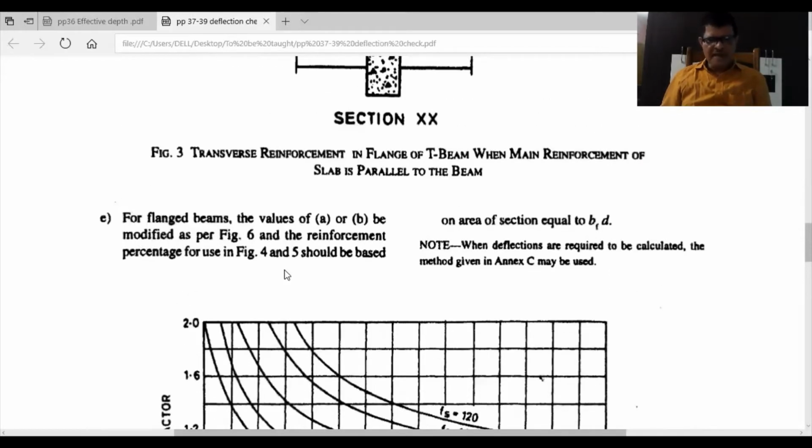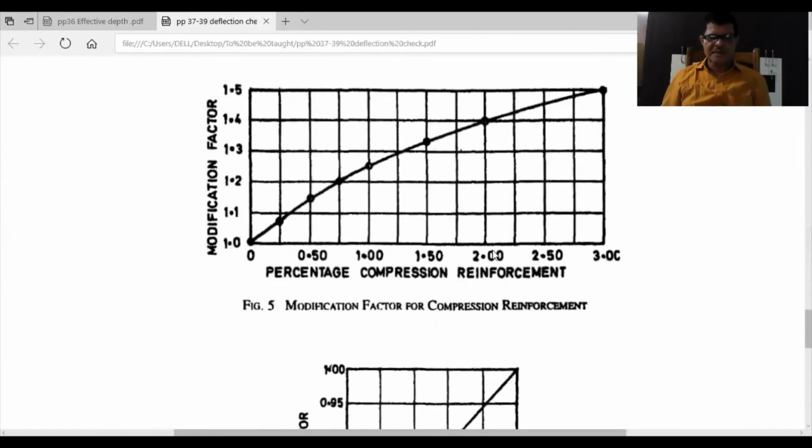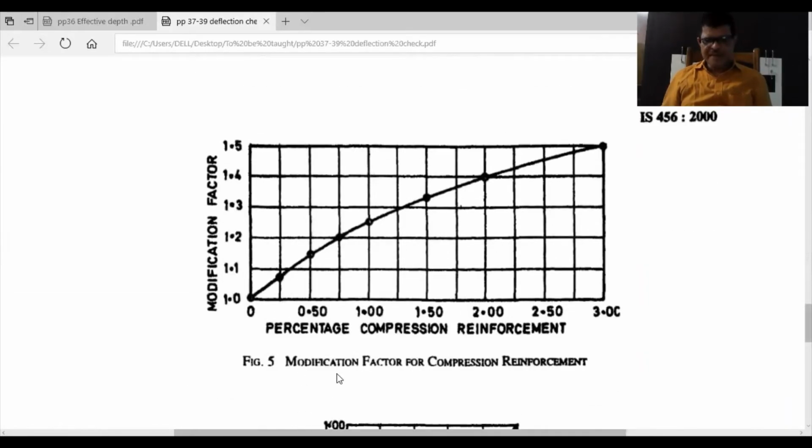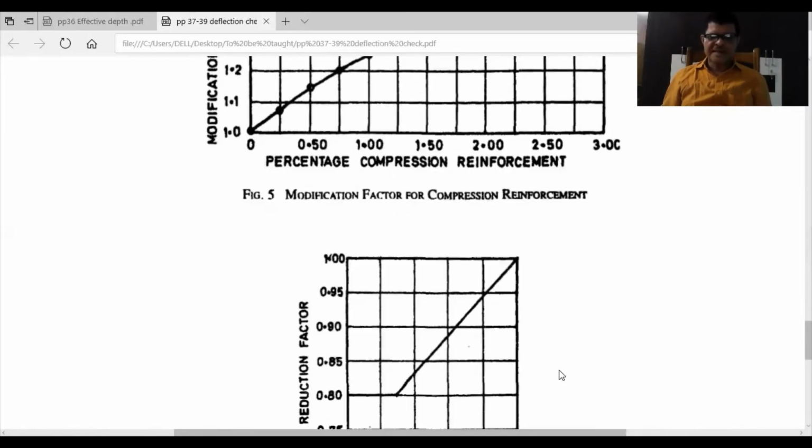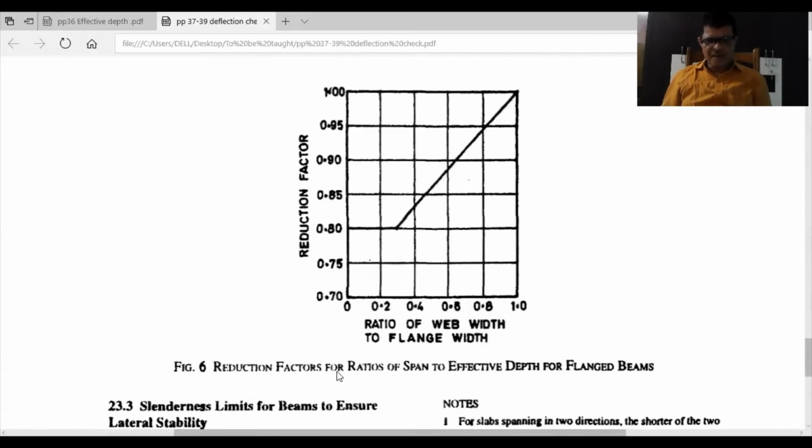So in addition to that, for flanged beams, written here in clause E, for flanged beams, the value of A or B is modified as per figure 6, and the reinforcement percentage for use in figures 4 and 5 should be based on area of section equal to BF into D. When the deflections are required to be calculated, the method is annexed as C. Now the area of section equal to BF into D, so there are two reduction factors you can see. In case of T beams, the modification factor for compression reinforcement, and there is another factor, that is the reduction factor for the span to effective depth ratio in flanged sections.